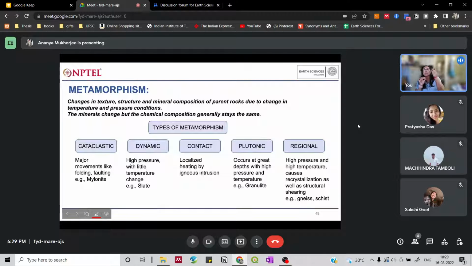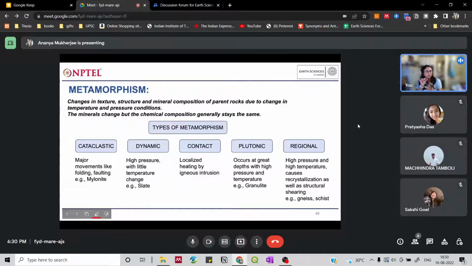Now we come to metamorphic rocks. Metamorphism is when pre-existing rocks, which can be igneous, sedimentary, or metamorphic rocks themselves, undergo changes in the temperature and pressure conditions that exist at that moment. Now the change can happen due to different things.